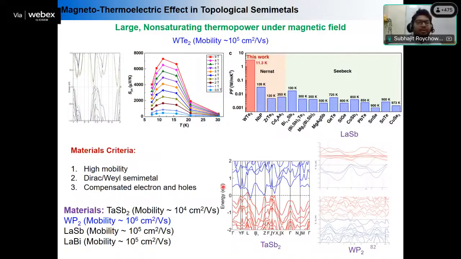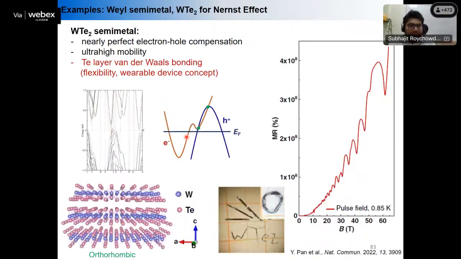This is just an overview. I'll come to it one by one. You can see here there is a huge enhancement in the Seebeck or thermal power. That is the Nernst thermal power of 7,000, whereas in conventional lead telluride or germanium telluride, you can achieve only 200. That is because it has a high mobility, it is a Weyl semimetal, and it has compensated electron and hole in this system. So now we come one by one to examples to understand the effect of topological semimetal on transverse thermal power.